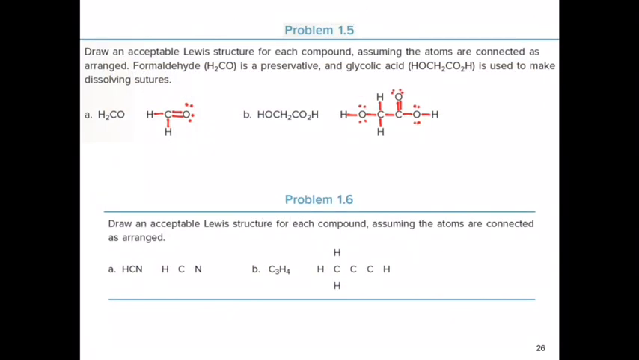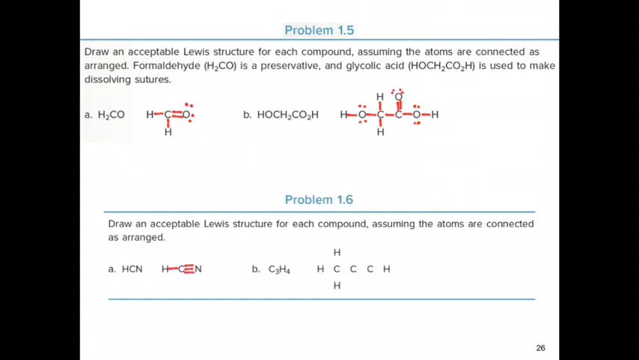Alright, now let's look at problem 1.6. Draw an acceptable Lewis structure for each compound, assuming the atoms are connected as arranged. Alright, so we're going to look at the first one here, which is hydrogen cyanide, HCN. And so the first thing that we want to do is draw a line between hydrogen and carbon, because we know that hydrogen can only form a single bond. And then carbon lacks 3 more bonds, and so we can just draw 3 lines connecting carbon and nitrogen.